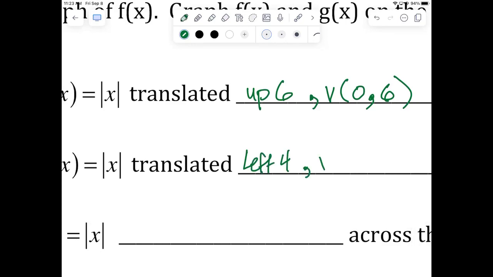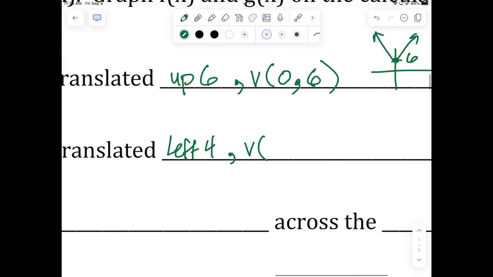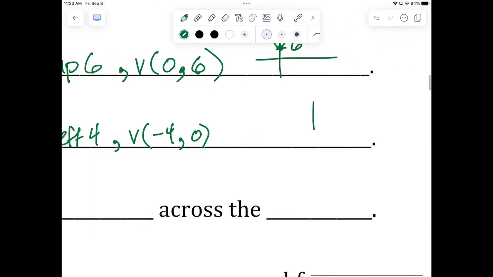Right, what's the new coordinate of the vertex? Negative 4, what's the y coordinate? No, it's the 0. It's left. Okay, so what's that? Well, come out here to negative 4, put the vertex, and we didn't change the slope. So it's negative 1 left, positive to the right.